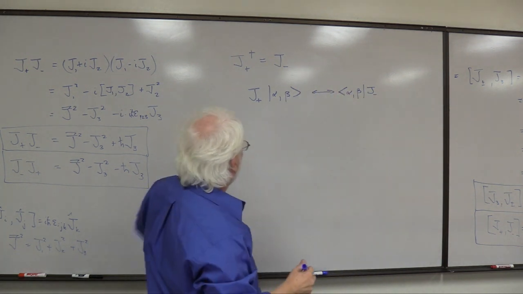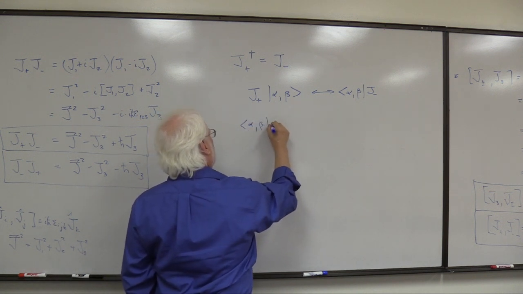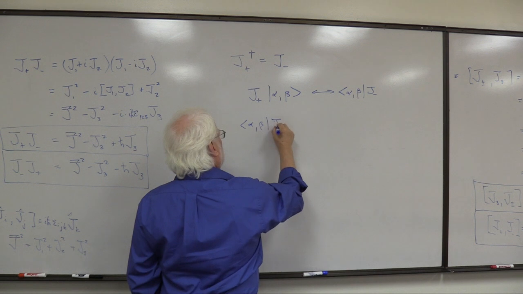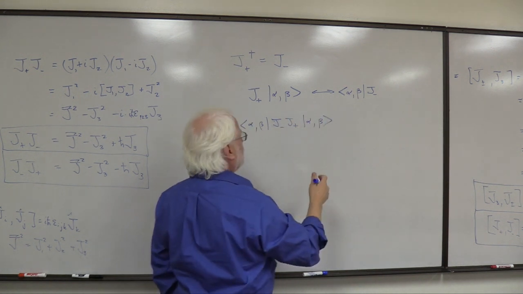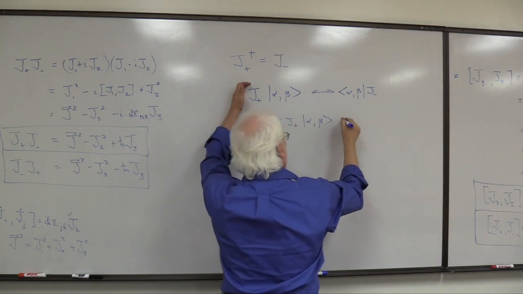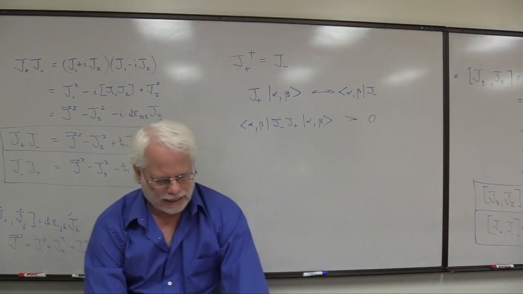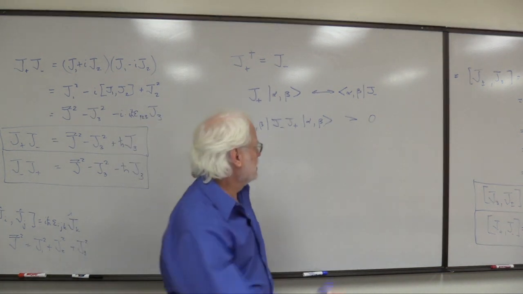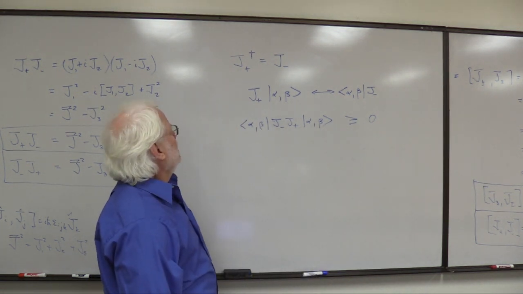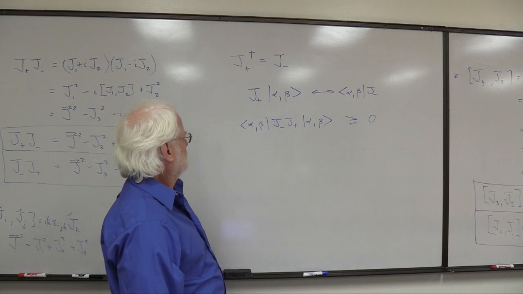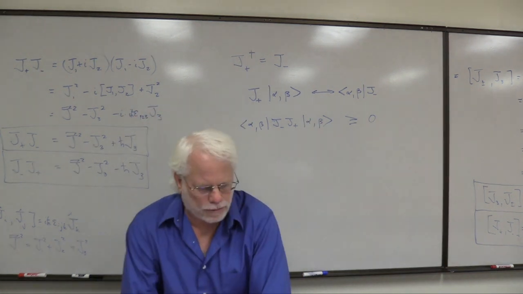So this state is dual to that one. If I take the inner product of those, alpha, beta, J minus, J plus, alpha, beta, that's the norm of this state. That's got to be positive definite. The norm could be 0 if it happens to be the 0 state, which in some situations is possible. I don't think that happens here.